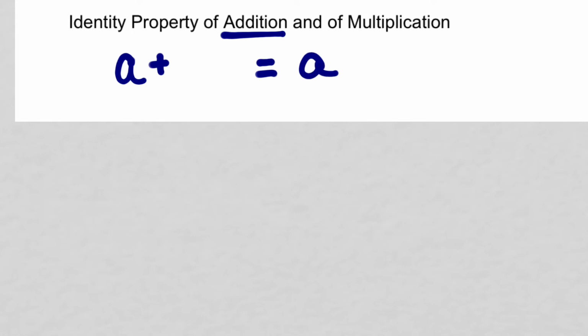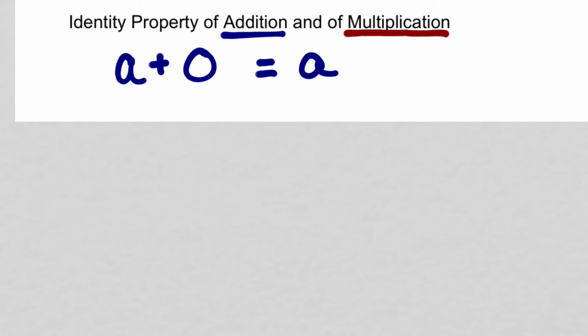And then our identity properties. So identity of addition. Well, that's just saying I have A, and I want to add to it something that lets me keep it as A. Well, what can I add to any number that doesn't change the value? Well, 0. Anything plus 0 stays the same.